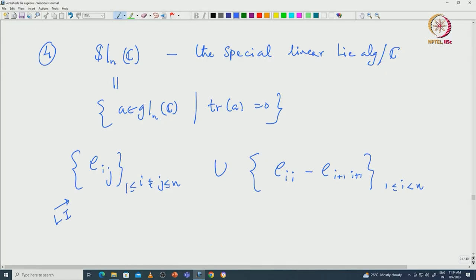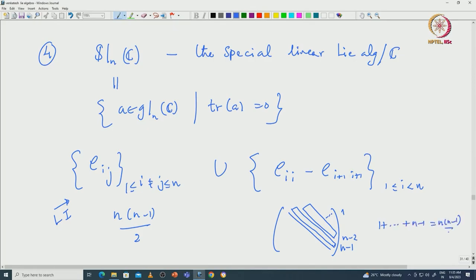If you count the number of elements in this set, here all these are off diagonal entries. If you count only strictly upper triangular matrices, that will be n(n-1)/2. Take a matrix of this form, and this is the diagonal. If you take the first off diagonal position, you will have n minus 1 choices, the second off diagonal you will have n minus 2 choices, and you go up to 1. If you add all of them, 1 plus etcetera plus n minus 1, you get n(n-1)/2. So, these many choices are there for the strictly upper triangular matrices of the form E_ij. For the lower triangular matrices, you will have similar choices, so you will get twice this. The number of E_ij will be twice n(n-1)/2.